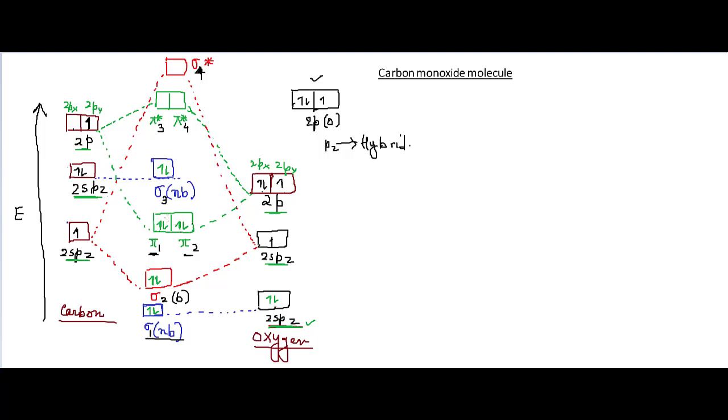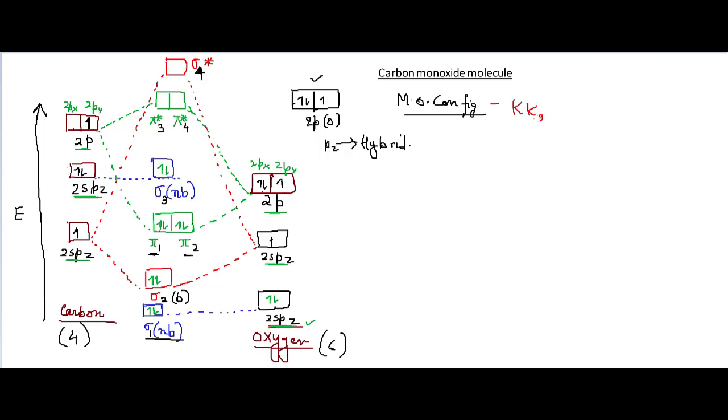Now is there anything else? I don't think so, because for carbon and oxygen, the valence electrons we had counted as 4 for carbon and 6 for oxygen, so total 10. So accordingly we can write the molecular orbital configuration, right? Hope you are getting it. So we have filled the atomic orbitals based on the hybridization as well as the pure atomic orbitals. So for molecular orbitals we will write KK.